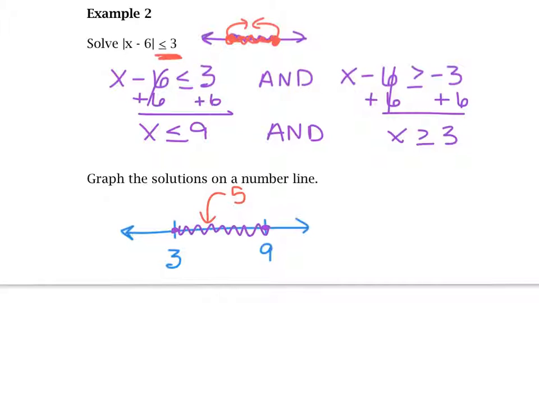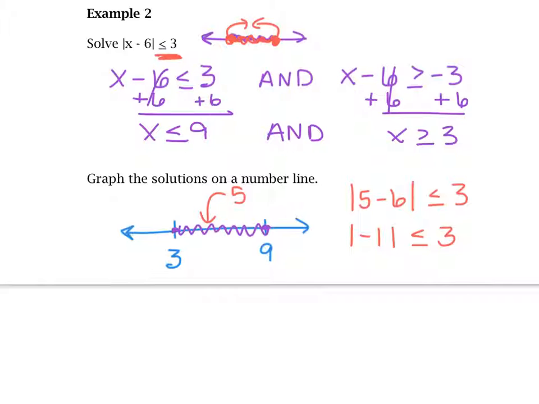So if I put 5 back up into my original equation, I would have the absolute value of 5 minus 6 is less than or equal to 3. And what I'm really saying here is that whatever the answer is to this, it is less than 3 spaces away from 0. Well, 5 minus 6 is negative 1, so the absolute value of negative 1 is less than or equal to 3. Negative 1 is less than 3 spaces away from 0. Okay? So you could pick any number in here and do that same thing, and it would always come out to be a number that's within 3 spaces of 0. Okay, and that's what that's really telling you there.